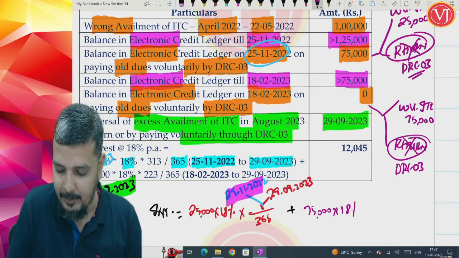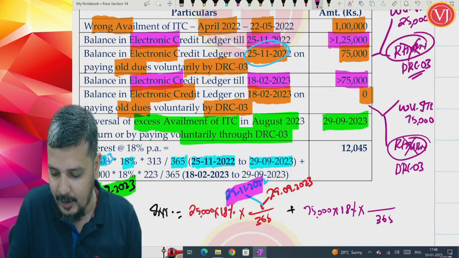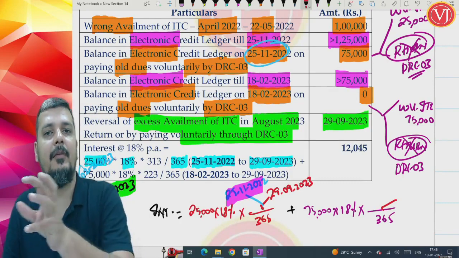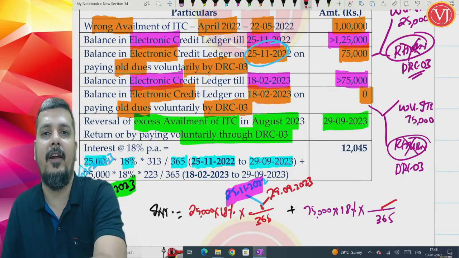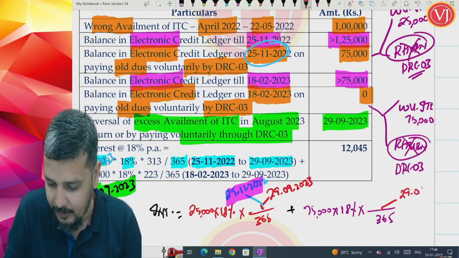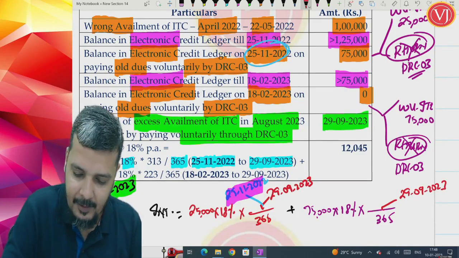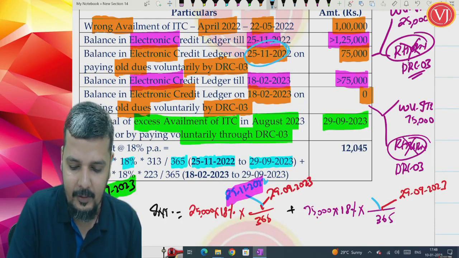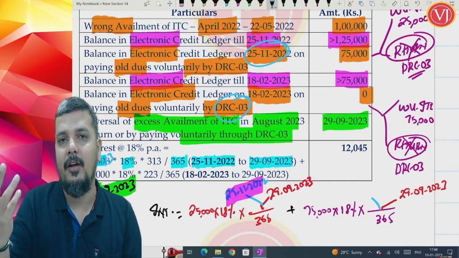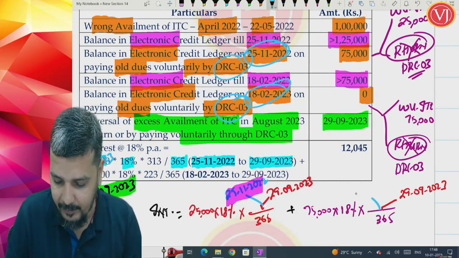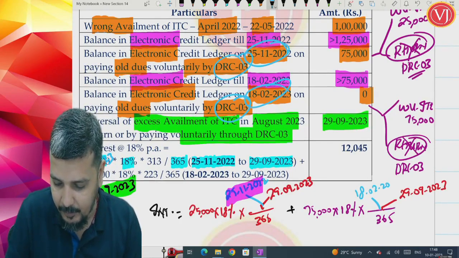of ITC, multiplied by 18% per annum, divided by 365, but the end date would be the date of actual reversal, whether by including in return reversal of ITC or whether by paying by DRC03 the reversal of ITC, that is 29th of September 2023. From date here is date when I am paying the old dues by DRC03 challan. So this time my credit balance has reduced not because of filing a particular return but because of DRC03 challan. So it is the same date, 18th of February 2023.